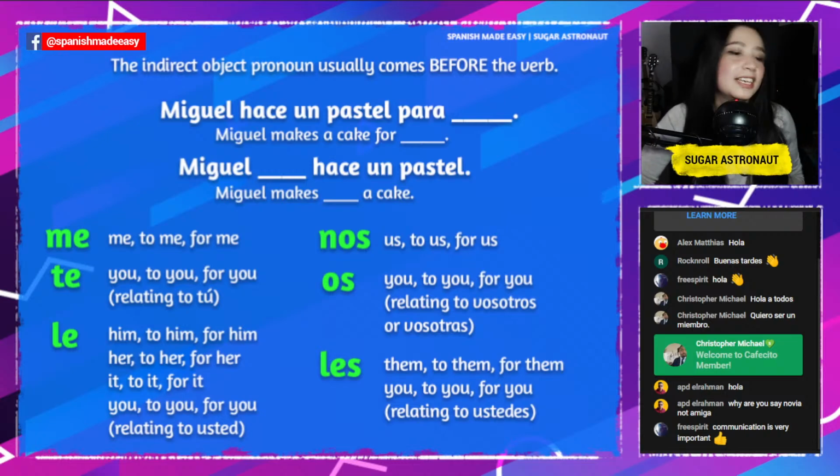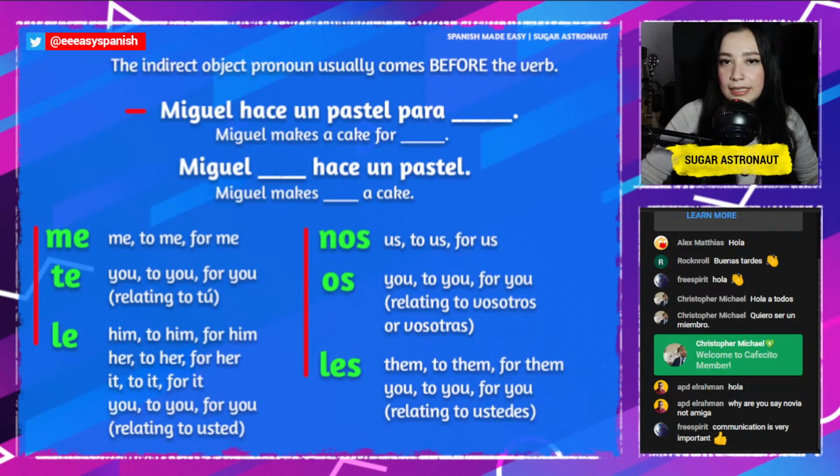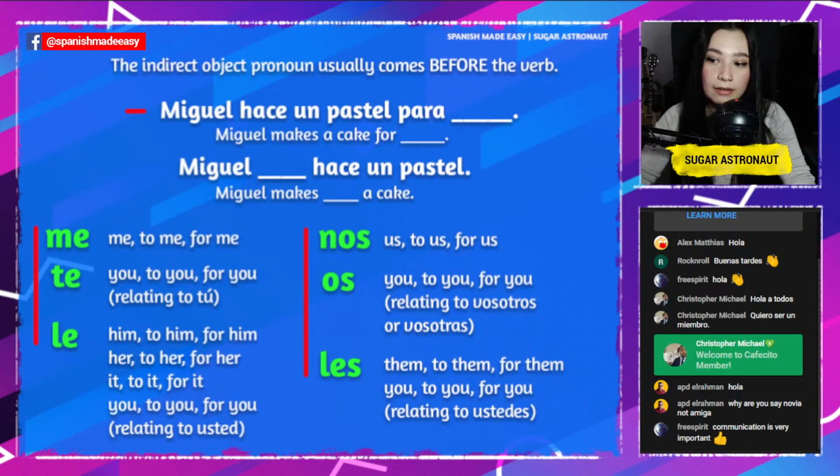Okay, so I have all the pronouns here, right? So let's use them all. The first example says, Miguel hace un pastel para. This literally means Miguel makes a cake for someone.